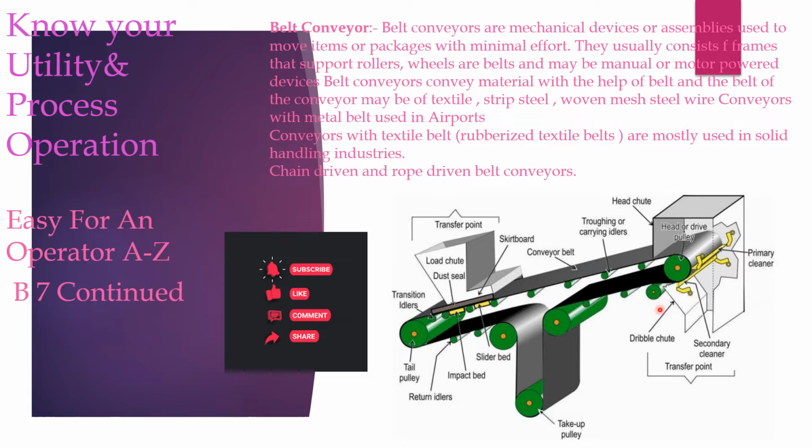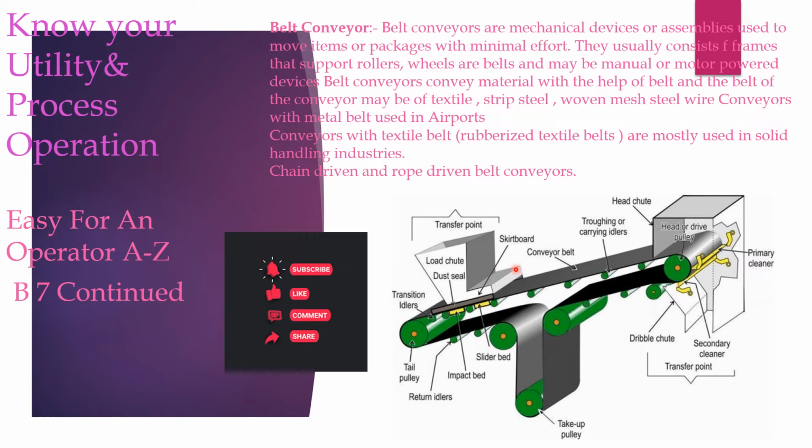It is a chute or outlet chute. The secondary cleaner here, the primary cleaner, which will scrub the material. A motor is connected, the head or drive pulley is connected, this motor is connected here, and this is the schematic diagram of a belt conveyor.